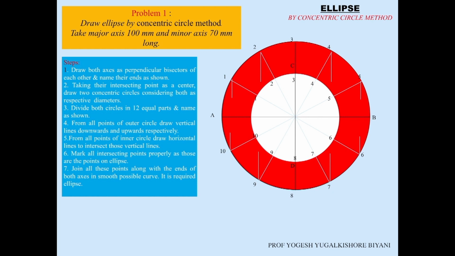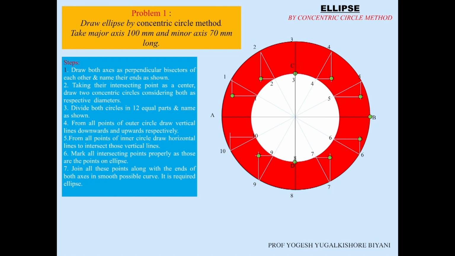Now from all the points of the inner circle, we will draw a horizontal line to intersect those vertical lines which have been drawn by us. This is the horizontal line which has been drawn from point 1. We get an intersecting point over here. Similarly, you repeat the procedure for all 12 points, since we have divided the circle into 12 equal parts. Now mark all the intersecting points properly as shown. These are the intersecting points which will be developed.